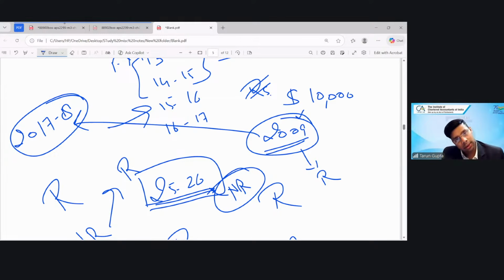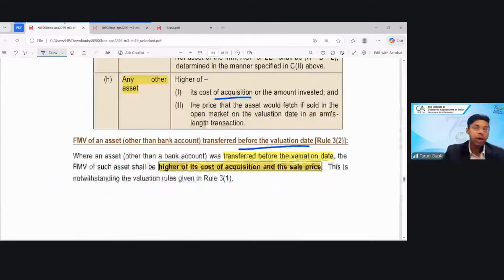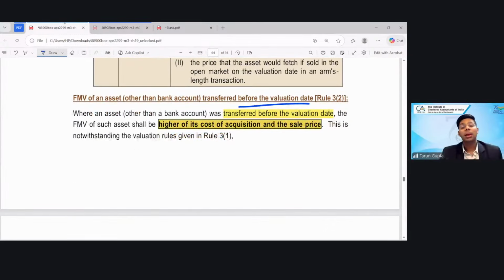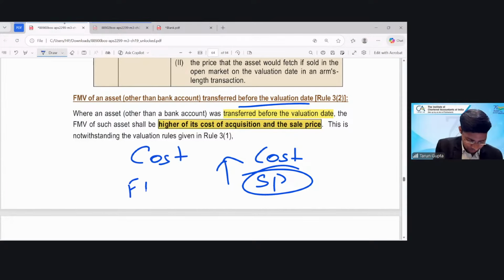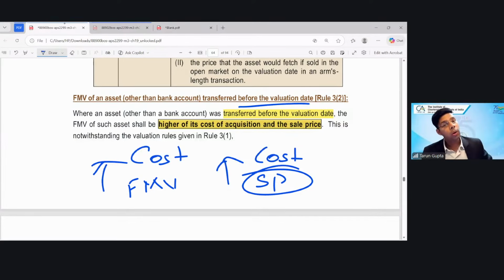Can this house be taxed? Yes, this house can be taxed. And the value of this house shall be the cost for which it was acquired or the sale price for which it is sold, whichever is higher. And if it has been sold for inadequate consideration or gifted, then the fair market value on the date of transfer. So if it's sold at arm's length price, the value shall be the cost or the sale price, whichever is higher. But if the sale price is inadequate, then the cost or FMV on the date of transfer, whichever is higher, shall be considered as the value of the asset already transferred.